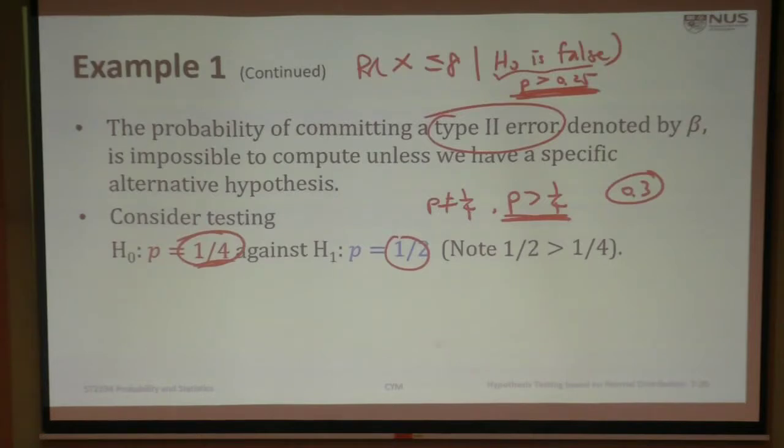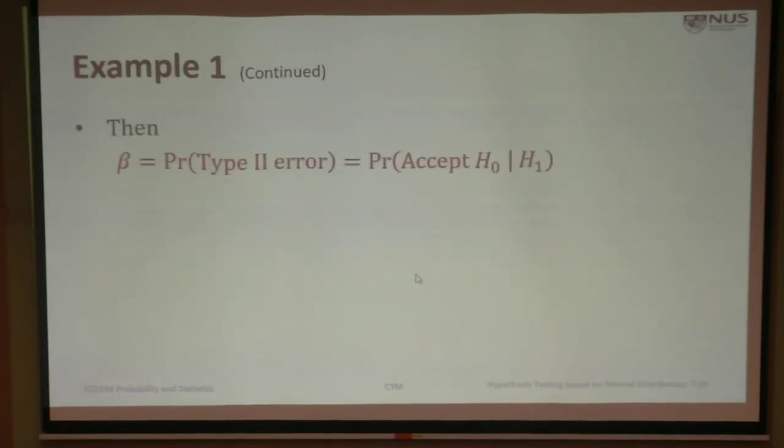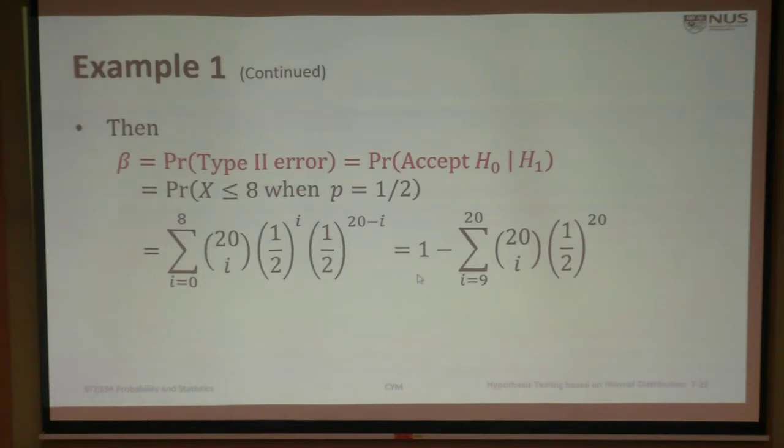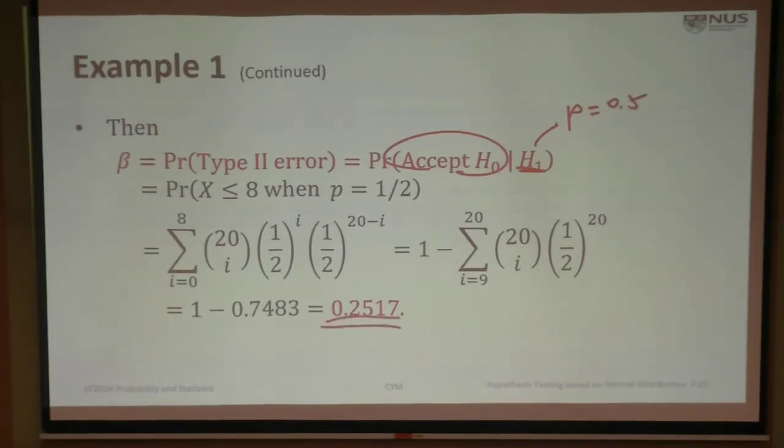So here I showed it as P equal to half. All right, so I compute the probability, and the probability turned out to be 0.25. So the chance of accepting X naught when X1 is true, and this one we specify P equal to 0.5, is 0.25. So that means the chance of committing a type 2 error is about 25% if P is 0.5.